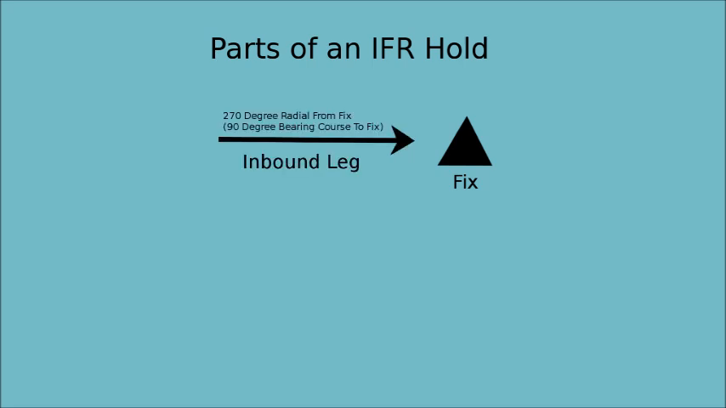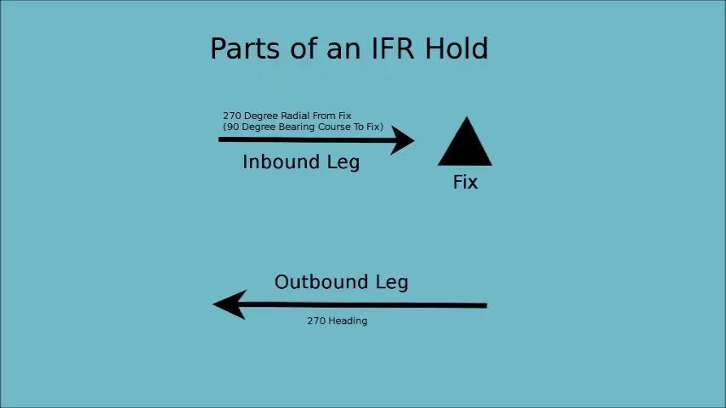An inbound leg. This is the course that the plane tracks to return periodically to the defined fix. It will be identified by the radial from or bearing to the holding fix. An outbound leg. Naturally, after flying inbound to the fix, the plane must fly over it and subsequently outbound. The outbound leg will bring the plane back to the beginning of the inbound leg, and therefore, the outbound heading is the reciprocal of the inbound course under ideal conditions.